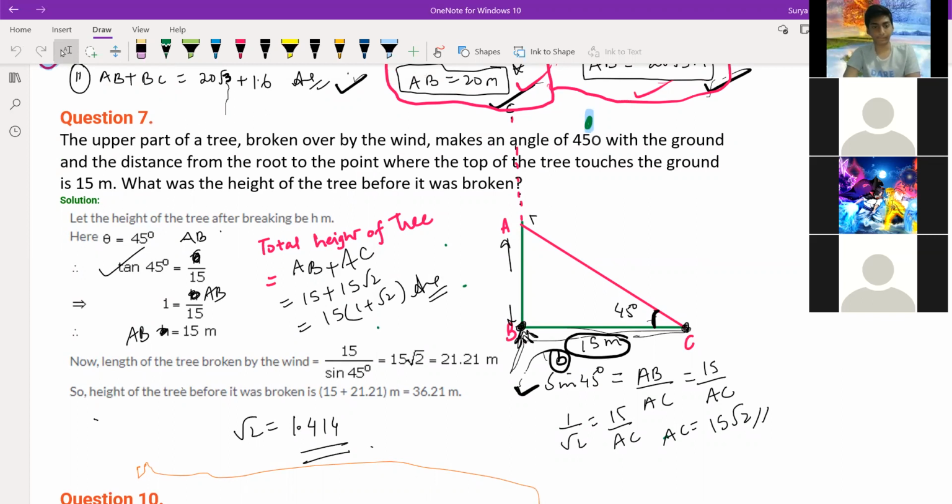Praharshan, is it clear what is there? How are we getting 15 root 2 by 2 or what? I got 15 root 2 by 2. Okay, 15 root 2 by 2.